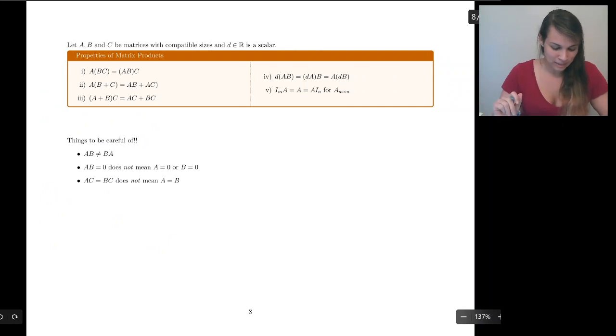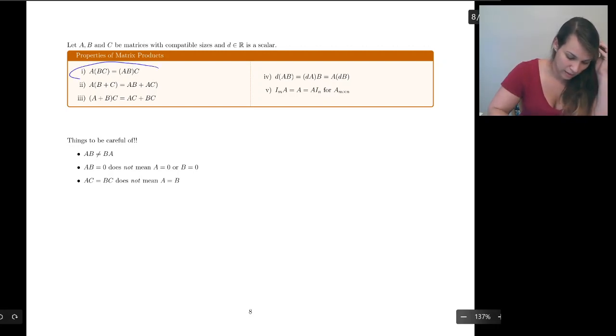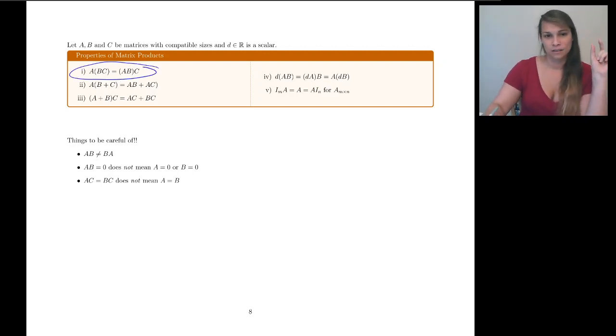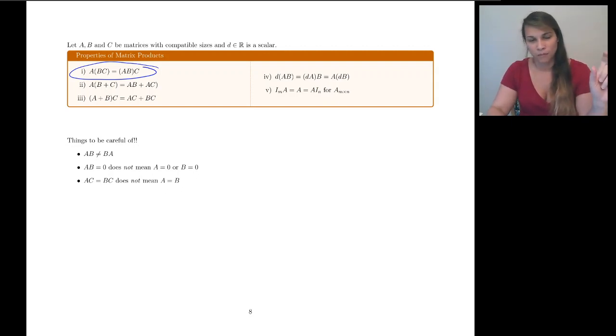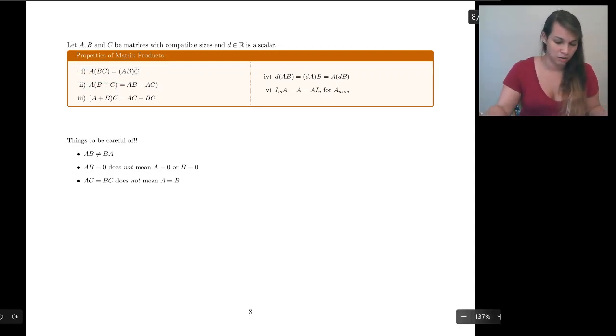But now we've got some properties of specifically matrix products. So we're going to assume that A, B, and C are compatible sizes. And I'll talk about what I mean by that in a minute. And then D is a scalar. So for instance, here, you would need to have the number of rows in A match the number of columns in B, and the number of rows in B match the columns in C. That way you can multiply all those guys together.